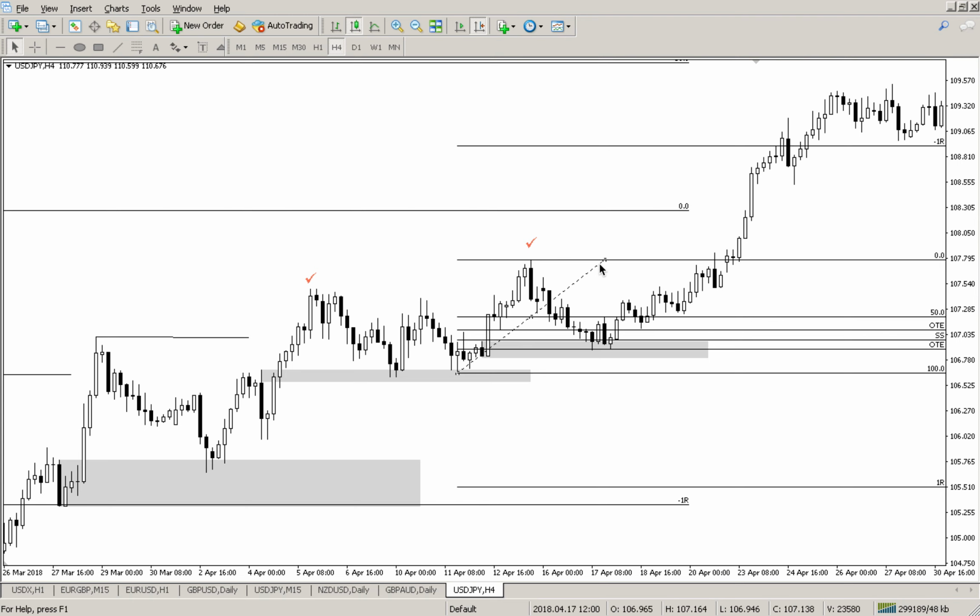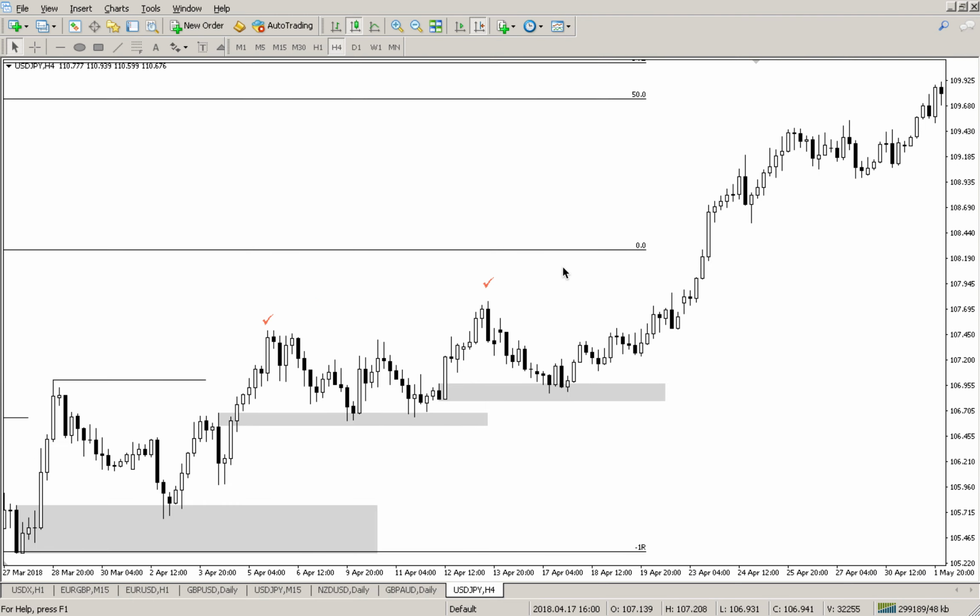Alright guys, so this is how you use Fibonacci to understand when to buy, when to sell, what a premium and discount is, and where price is inside the range.